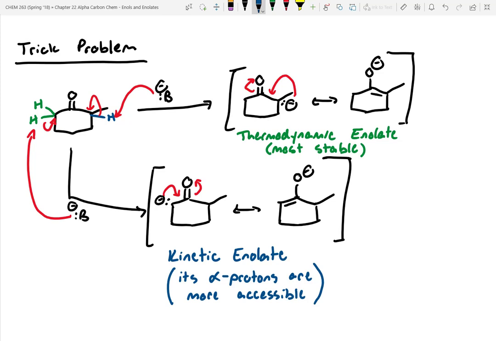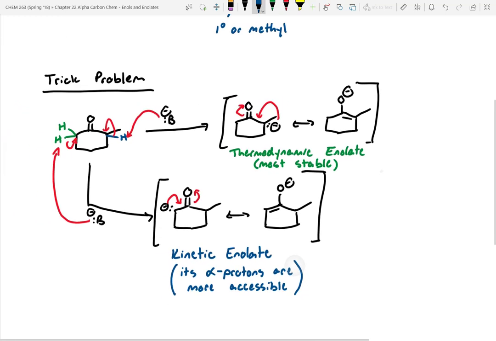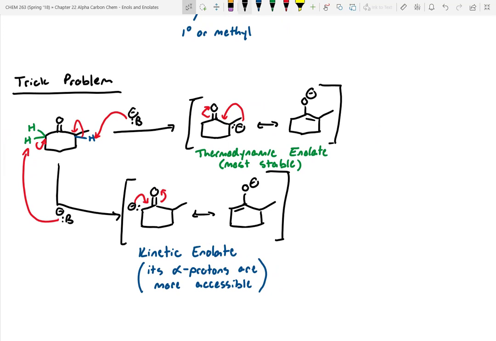What if you're a super big, bulky base that takes up a lot of room? Then the bottom one's probably going to be more favorable because you're going to have a hard time reaching that blue proton because it's hidden next to that ring and methyl group. So it's going to be harder for big bases to form that thermodynamic enolate. But let's take a look at the products that result from this, just so that we finish up our full synthesis.